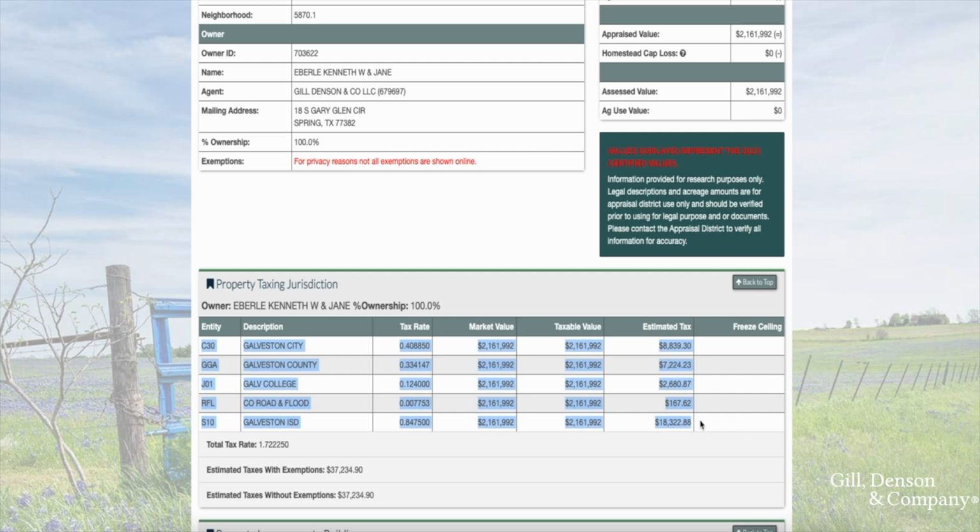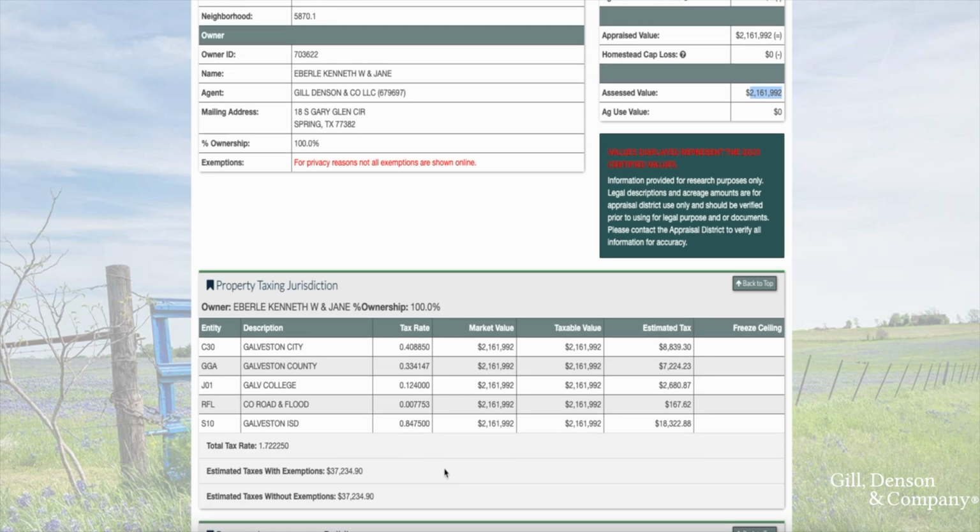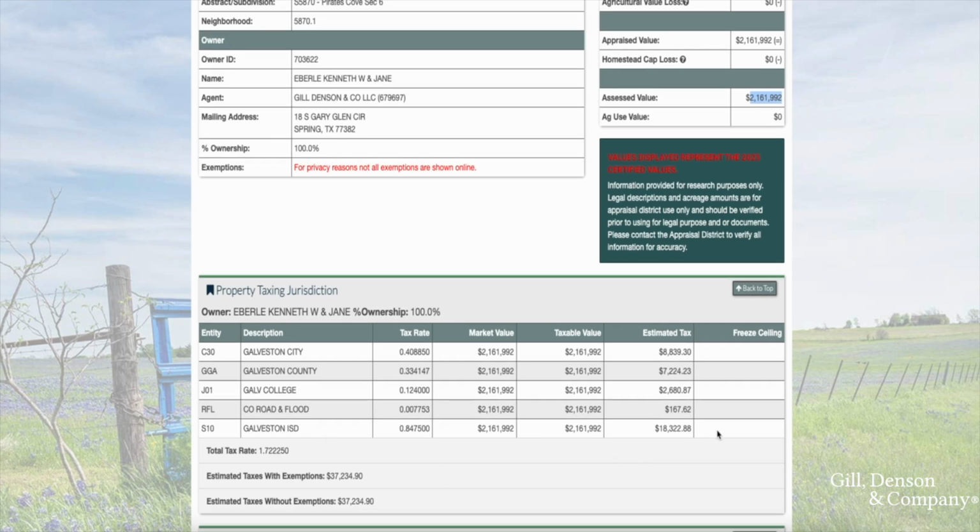So again, you don't need to necessarily worry about all these jurisdictions. What I would be concerned with is your total tax rate. And then the thing that you can try to control is the assessed taxable value. And those two numbers will calculate your tax bill. And then if you do have jurisdictions that may not be included on your tax bill in the mail, you will want to make sure you're getting your school tax bill and your MUD tax bill separately.